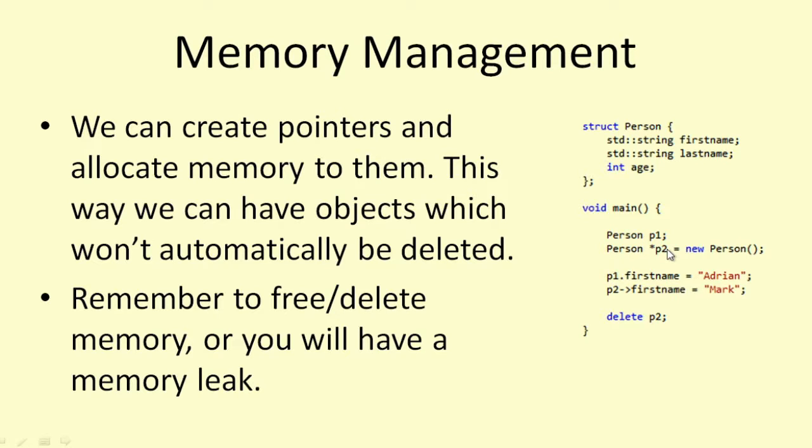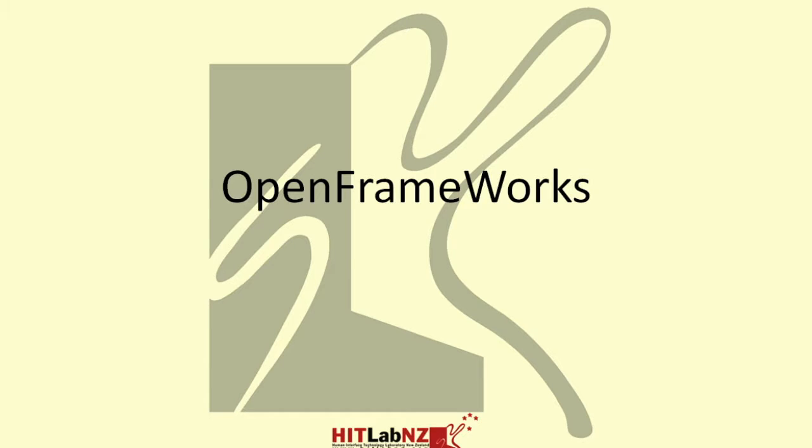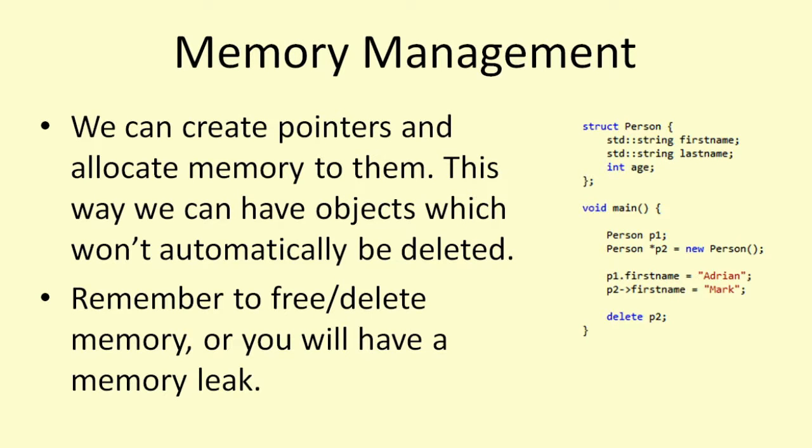So here is the same example, and this time we're using the new keyword, which basically creates a piece of memory, sticks a person in it, and then we point P2 to that piece of memory we've just created. So now we can modify this, and the only thing you've got to remember is when you're done with it, you have to delete it, otherwise it will hang around and you'll eventually chew up all the memory and your program will crash.